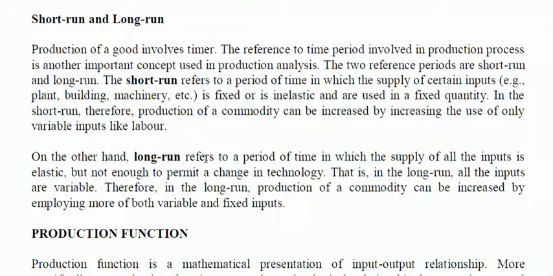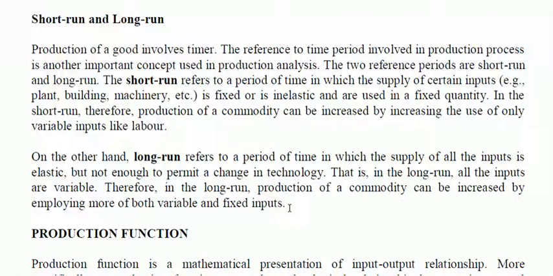On the other hand, the long run refers to a period of time in which the supply of all the inputs is elastic, but not enough to permit a change in technology. That is, in the long run, all the inputs are variable. Therefore, in the long run, production of a commodity can be increased by employing more of both variable and fixed inputs.